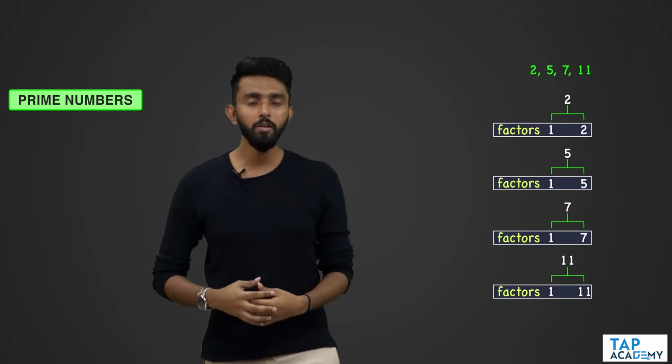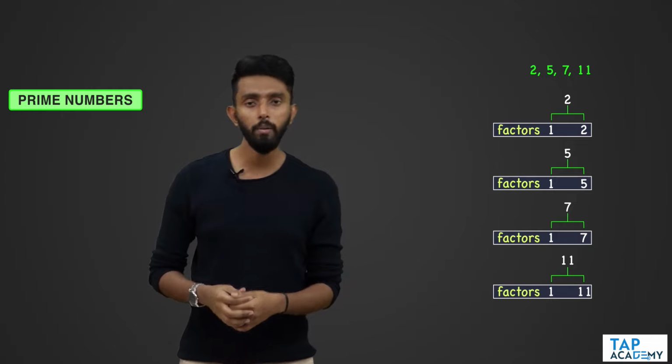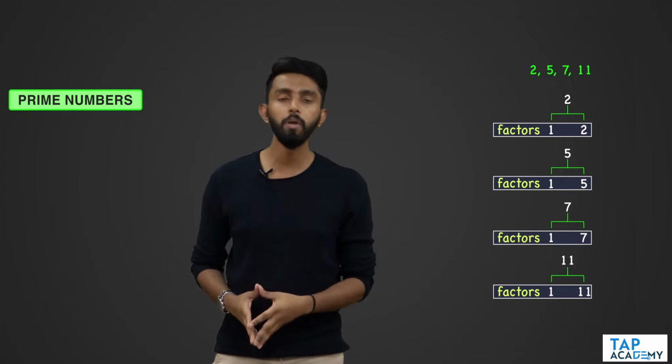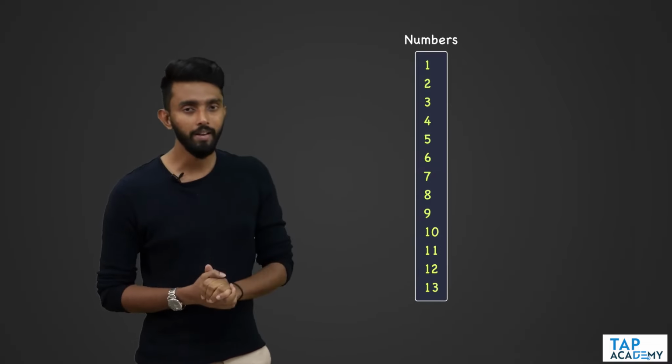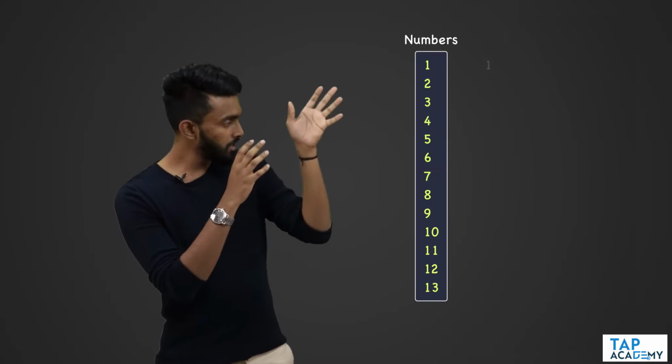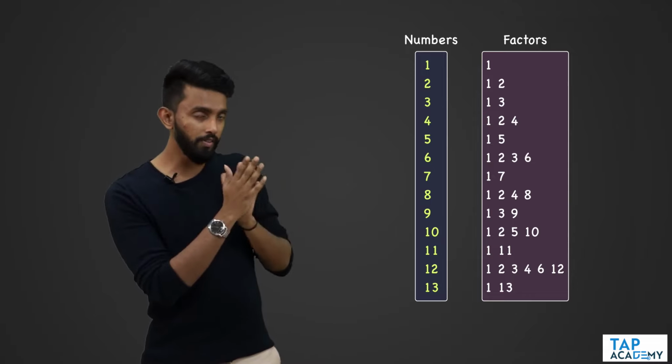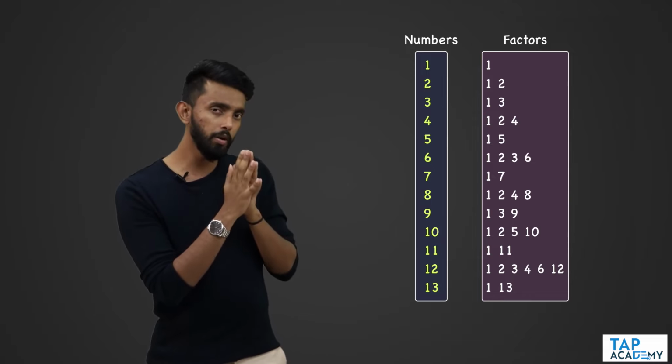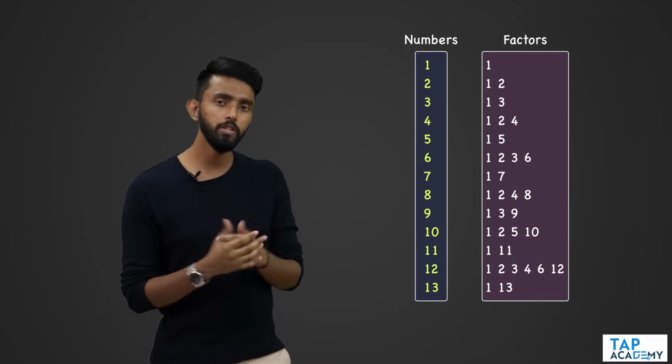Now let's begin by understanding how to write a program to check whether a number is a prime number or not. Alright, so listen to me. I'm just listing few numbers maybe from 1 to 13 like this. On the other side I'm just listing down the factors. Now look at the factors. 1, which are the numbers which can perfectly divide 1? Only the number itself which is 1.